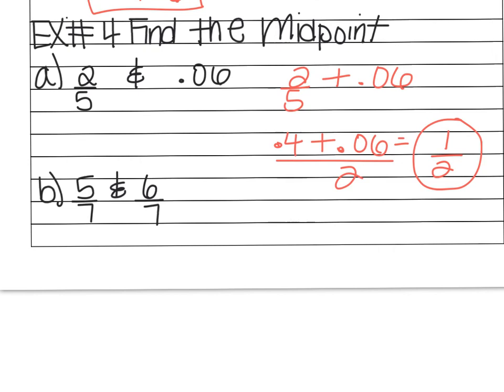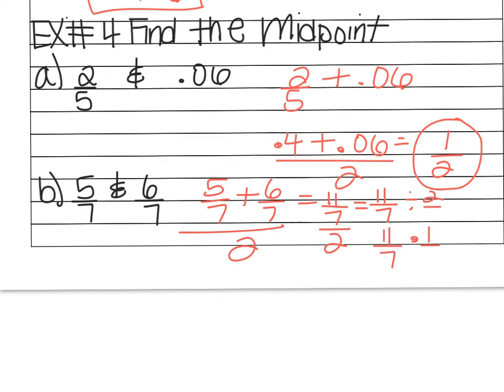Let's look at B. We have 5/7 and 6/7. So we're going to add those together and divide by 2. So 5 plus 6 is 11/7 divided by 2. So another way of looking at this is 11/7 divided by 2, which means you take 11/7 and you take the reciprocal and multiply. So you flip the fraction and multiply. So 1 times 11 is 11, and 7 times 2 is 14.